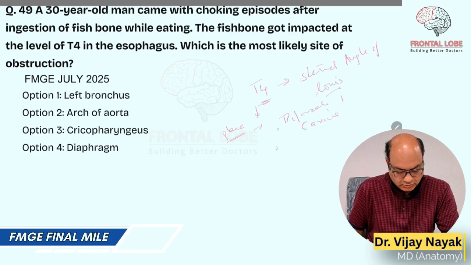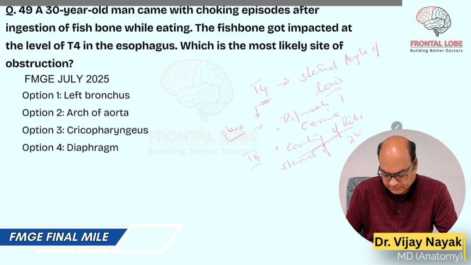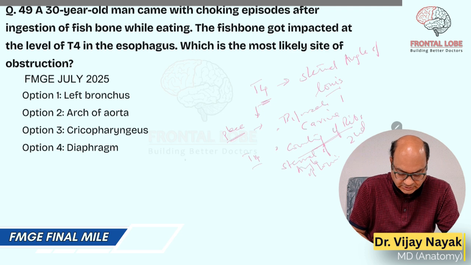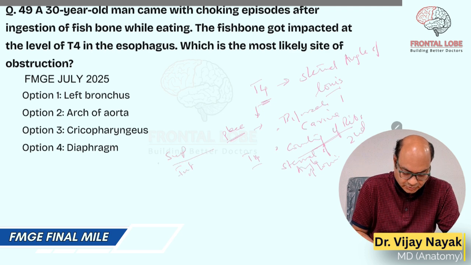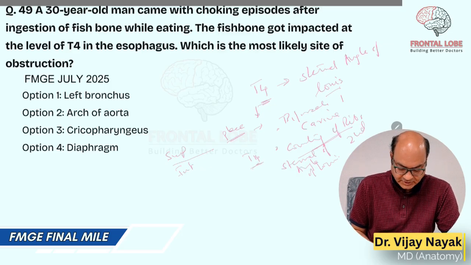Second, the T4 level is used for counting of ribs. Anteriorly this place is known as the sternal angle of Lewis, which articulates with the second rib. It is one and the same thing. The third event is the division of the superior and inferior mediastinum. So the mediastinum is divided into superior and inferior mediastinum at this level, T4.